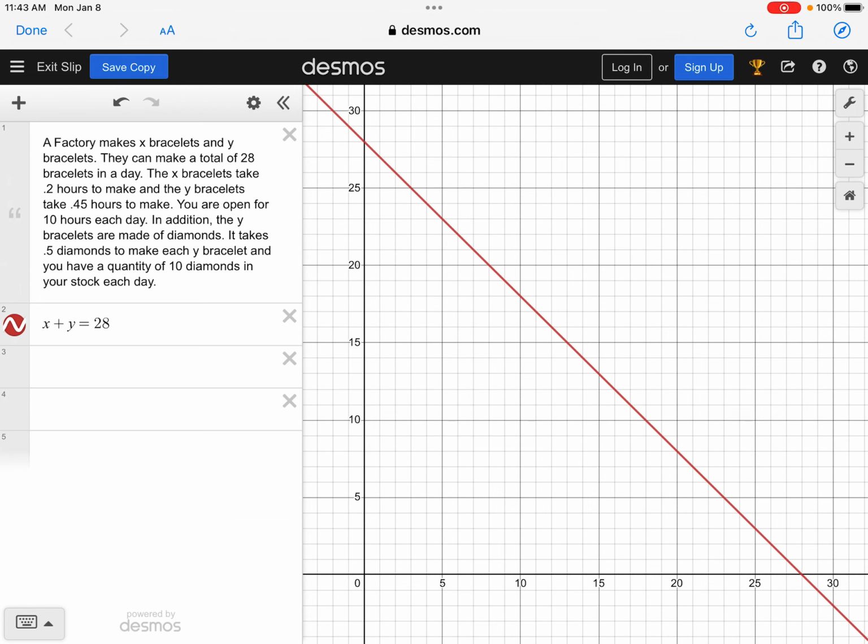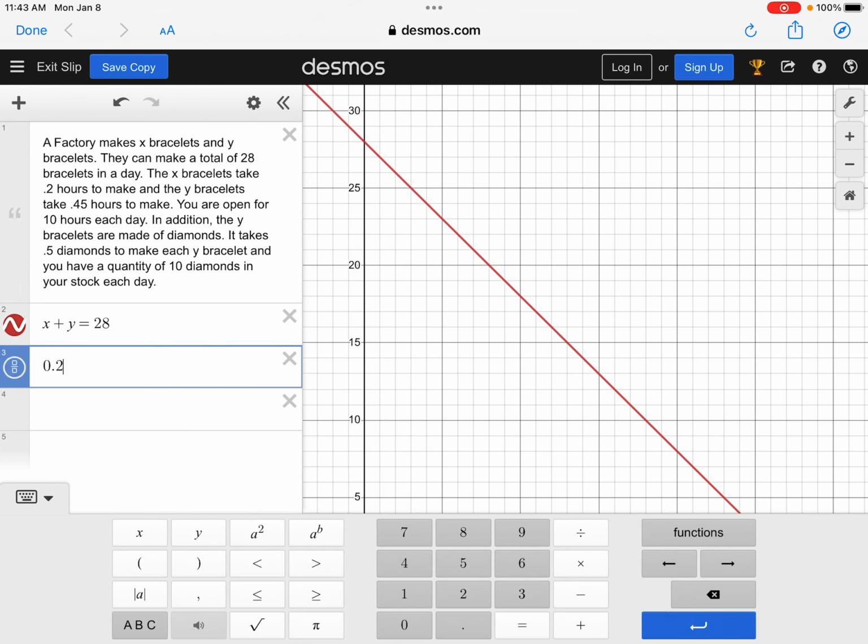Okay, let's continue reading over here on the left-hand side. It says the X bracelets take 0.2 hours to make for each X bracelet, and each Y bracelet takes 0.45 hours to make. So we're going to say 0.2x plus 0.45y, and then we need a total amount of hours that we have in the workday for our company. And it says that we have 10 hours of time to work each day.